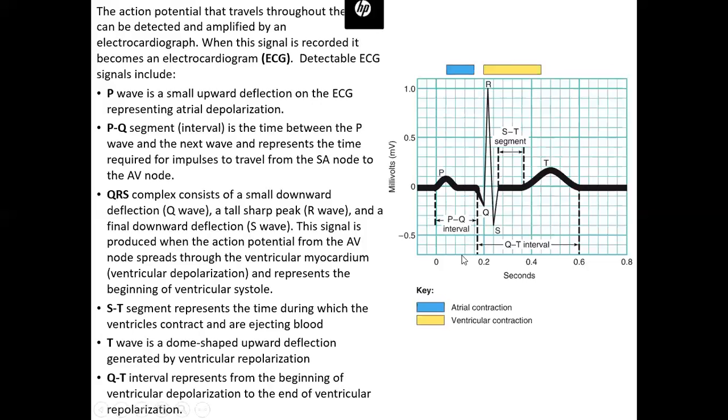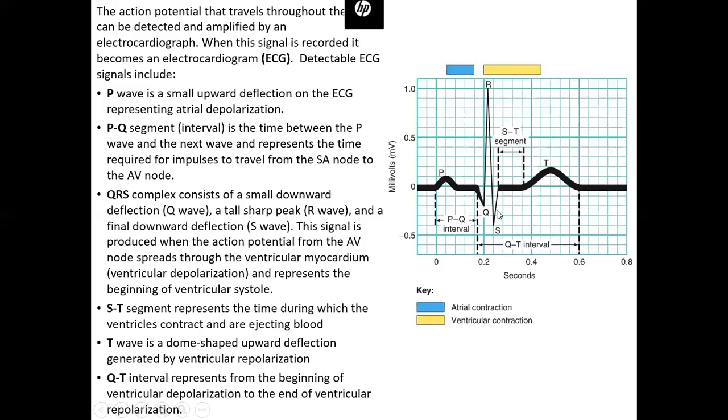Now, from the beginning of P to the next very prominent segment of an ECG is what we call the PQ segment or PQ interval, as it's listed over here, the time between the P wave and the next wave, and it represents the time required for impulses to travel from our SA node to our AV node. Okay.